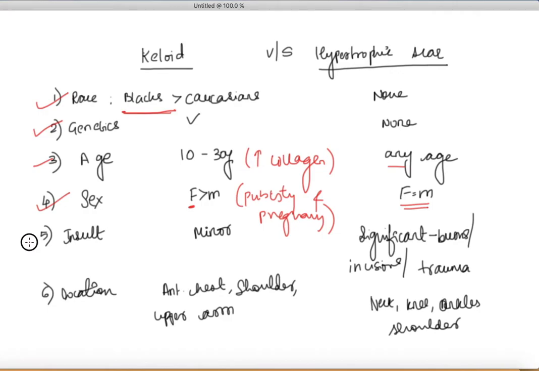So now thinking about the insult which will cause these scars, in keloid, usually the insult is minor and there won't be significant injury as such. It's because the patient has the tendency to form keloid that the keloid is formed. And hypertrophic scar will be associated with a significant trauma or incisions that we may take surgically and burns. So there will be some amount of significant history that is involved with hypertrophic scar.